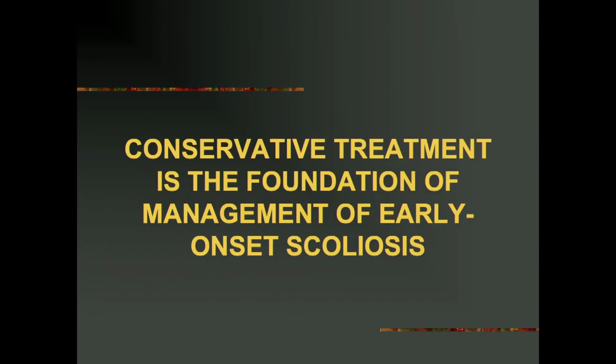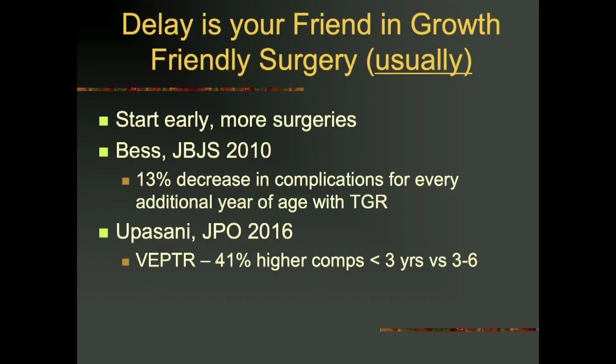So conservative management or treatment is the foundation of taking care of these kids with early onset scoliosis. I truly believe this. I greatly enjoy putting in growing rods or magic rods, but I think this is the best work that we do in taking care of kids with EOS. We know that delay is our friend when we're taking care of kids with growth-friendly surgery. This has been proven in a number of studies. Bess's work showed higher complications in TGR with every younger year that the growing rods were put in. Rib-based distraction had much higher complication rates and reoperation rates when the devices were put in less than 3.